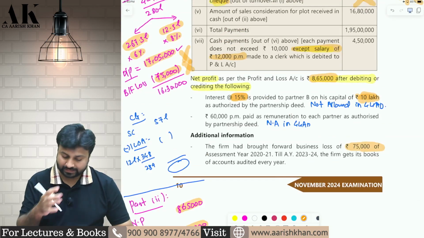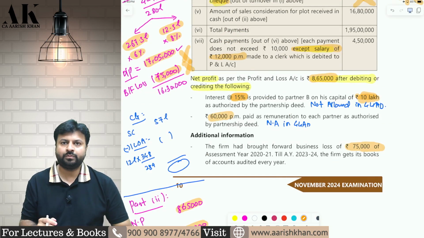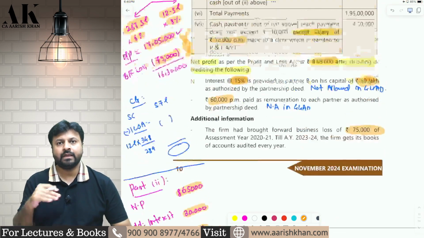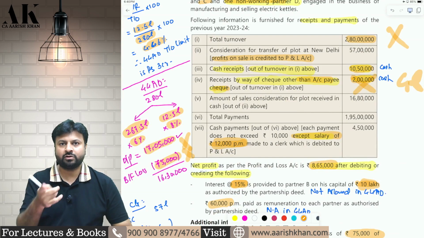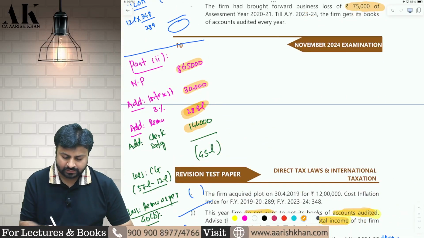Next, I will also add back the remuneration debited to the P&L. 60,000 is the remuneration paid per partner, into 4 partners, into 12 months. That comes to 28.8 lakhs. This will also be added back. Then I will also add back the clerk's salary, which is more than 10,000 rupees in cash. Every month you are giving more than 10,000 rupees in cash to the clerk. That is not allowed as per 40A(3). Therefore, this 12,000 into 12 will also be added back. This is 1,44,000. This is already a loss.